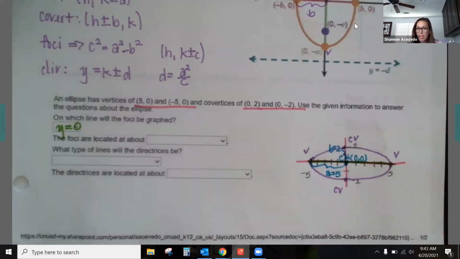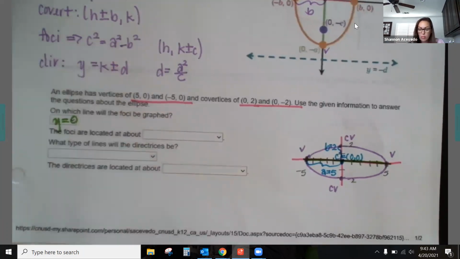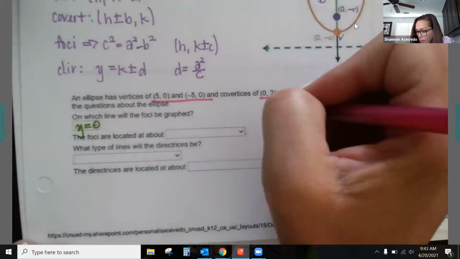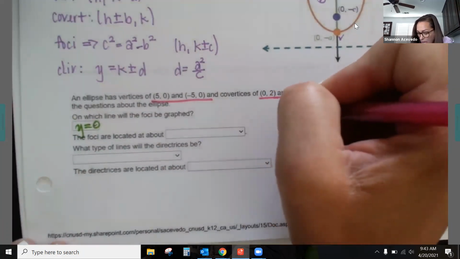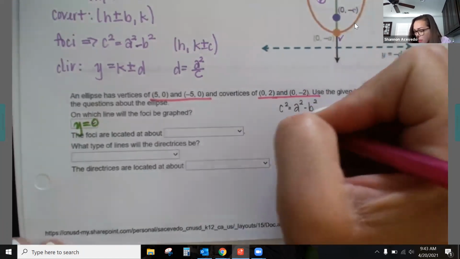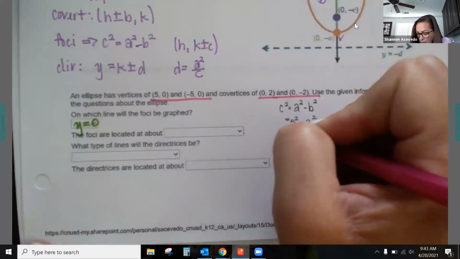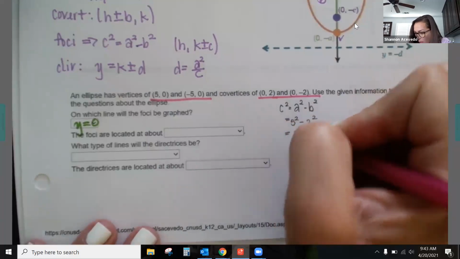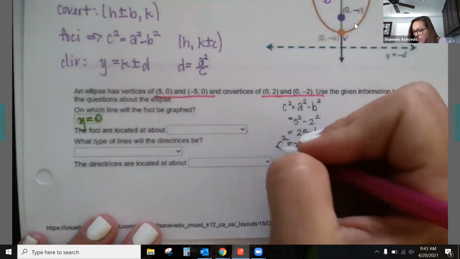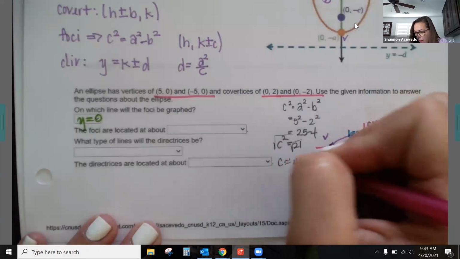Since I know A and B, I can figure out what my foci are going to be. I need to solve for C though. So I know that C squared is equal to A squared minus B squared. Well, A I said is 5, so it's 5 squared minus B squared, which is 2 squared. So I have 25 minus 4, which is 21. So C squared is 21. If I take the square root of 21, I get C is approximately 4.58.